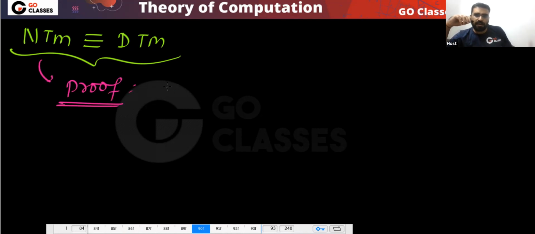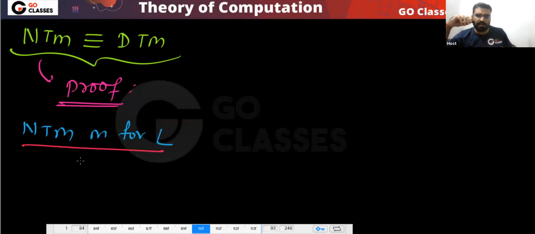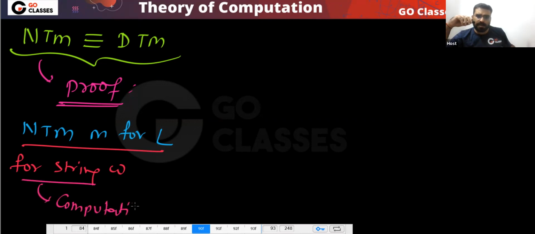Basically we build a computation tree. The proof is like this. Let's assume you have an NTM M, a non-deterministic Turing machine for L. Then for a string W, you can create a computation tree. Yes or no? You can create a computation tree.